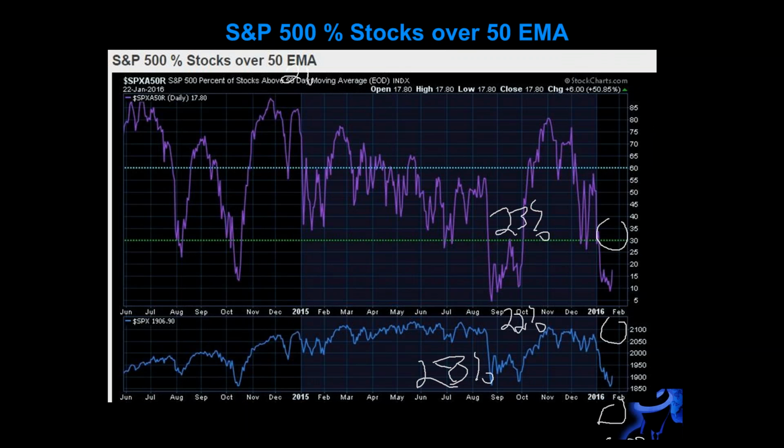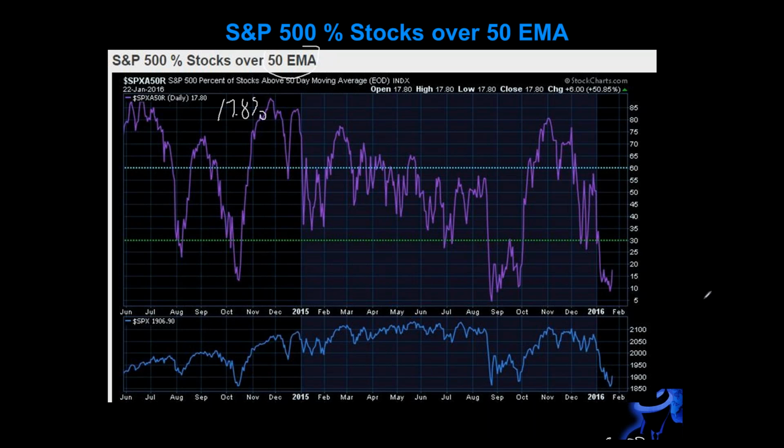Now, looking at just the S&P, not an individual sector, let me just clear up my screen here for you real quick. If we look at all of the S&P grouped together, the percentage of stocks over the 50 EMA is 17.8%. That is all sectors, all everything. And you can see the SPX where we've come down.